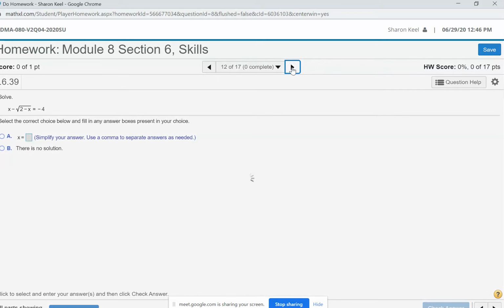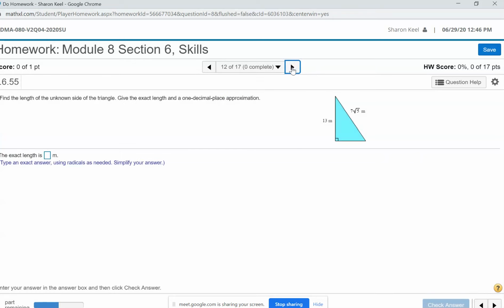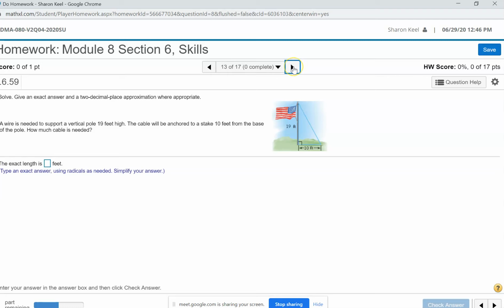Okay, this is one like I know you will have on the test. A wire is needed to support a vertical pole 19 feet high. A cable will be anchored to a stake 10 feet from the base of the pole. How much cable is needed? So we have 19, we have 10.